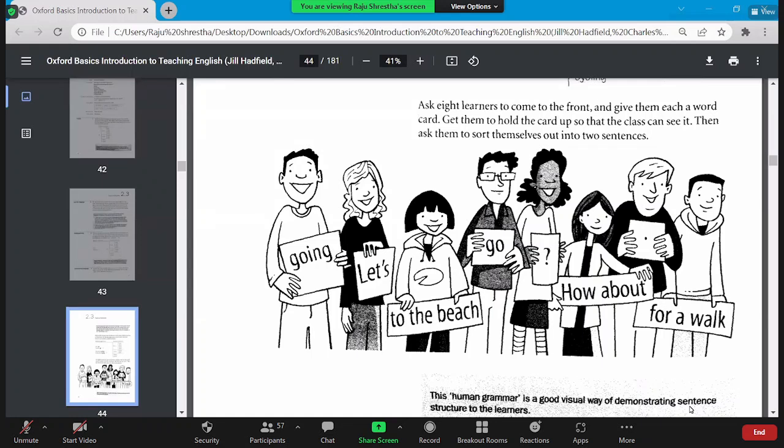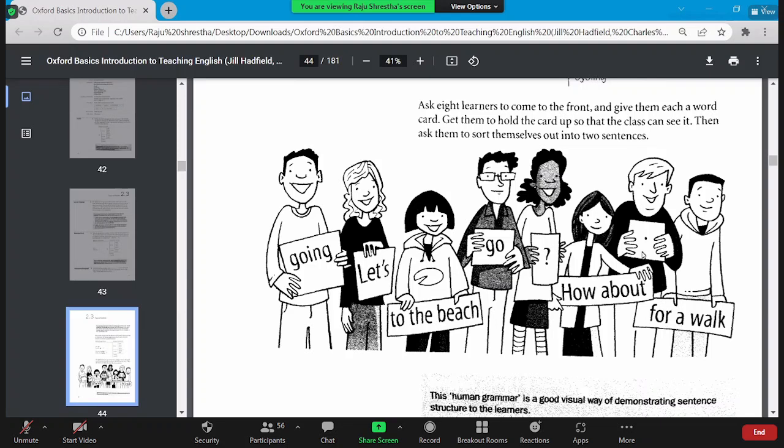Then we divide students into different groups. We provide these different pieces, different strips or cards, to the students. They read the cards and arrange them in sensible order. Then they prepare the possible exponents. Now in these cards, one student is holding "going," another "let's," another "to the beach," another "go," another a question mark, another "how about," another a full stop, another "for a walk."